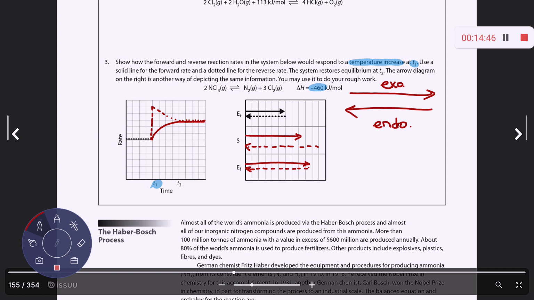Okay. Last thing to talk about is the Haber-Bosch process.